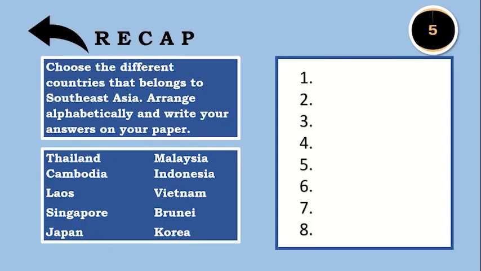Now we're moving on to recap. Please prepare pen and paper. On this activity, you have to choose the different countries that belong to Southeast Asia. Arrange alphabetically and write your answer on your paper. You have 5 seconds to do this. Ready? Here are your choices. Thailand, Cambodia, Laos, Singapore, Japan, Malaysia, Indonesia, Vietnam, Brunei, and Korea. You have 5 seconds.